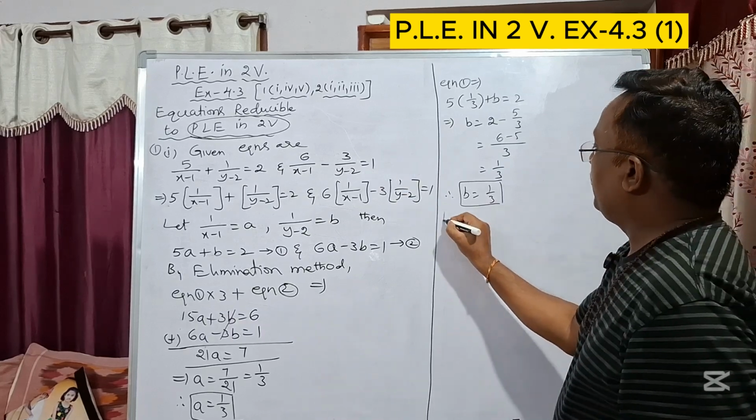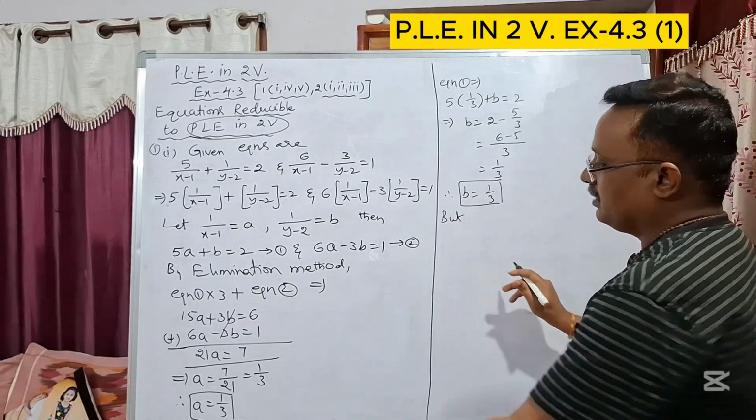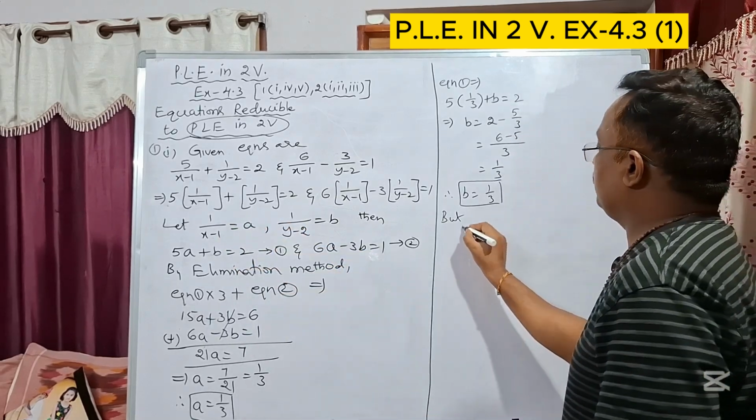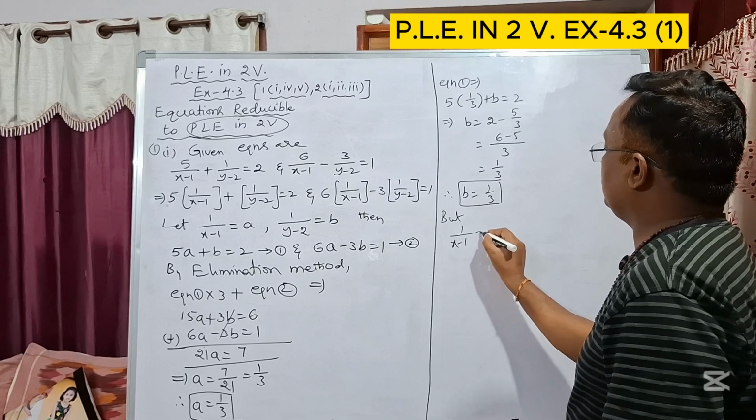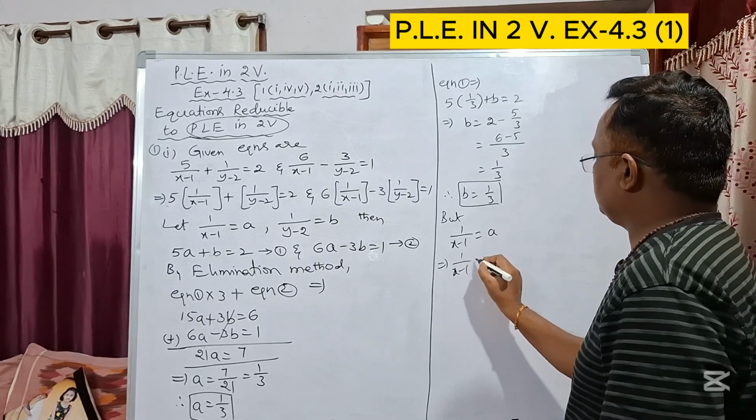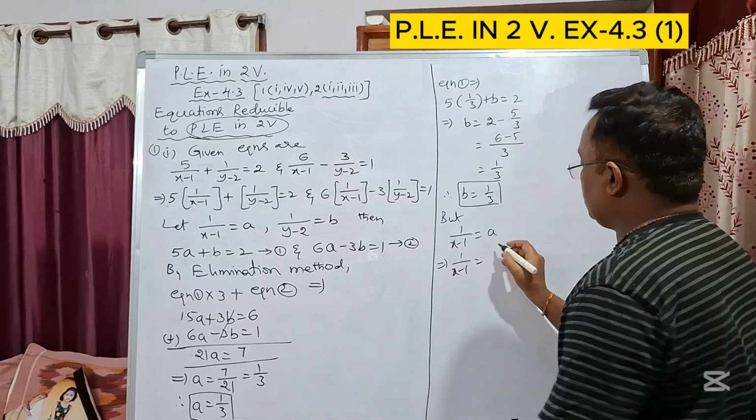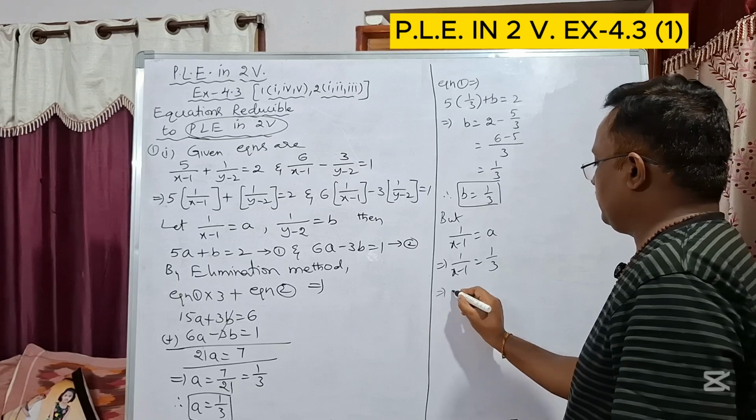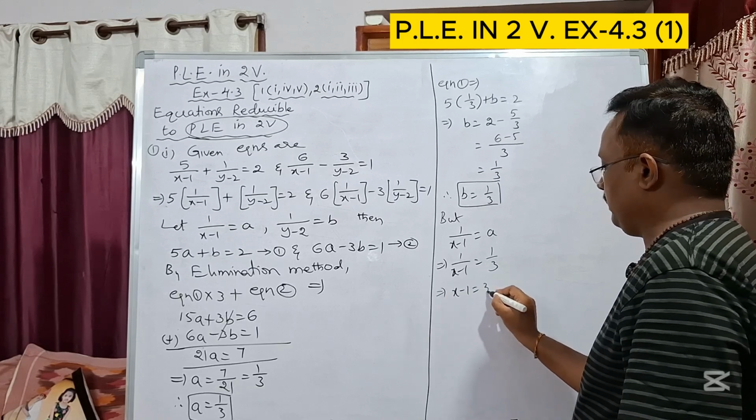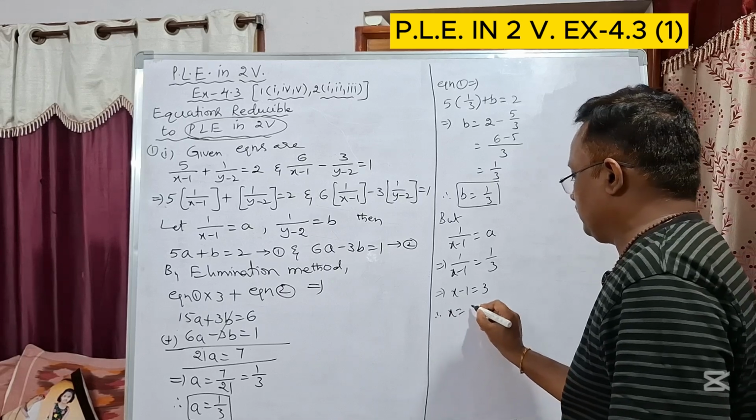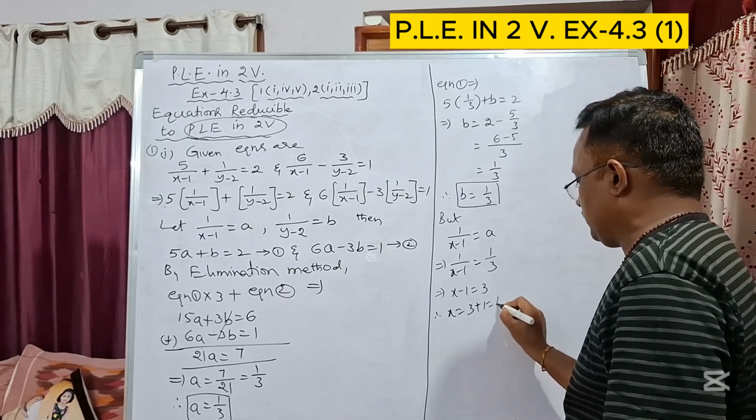But what do we have? 1 by x minus 1 equal to a, which implies 1 by x minus 1 equal to the a value, how much? 1 by 3. Numerators are the same. This implies denominators are also the same. Are you following my point? Right. Therefore, x equal to 3 plus 1, which equals 4.